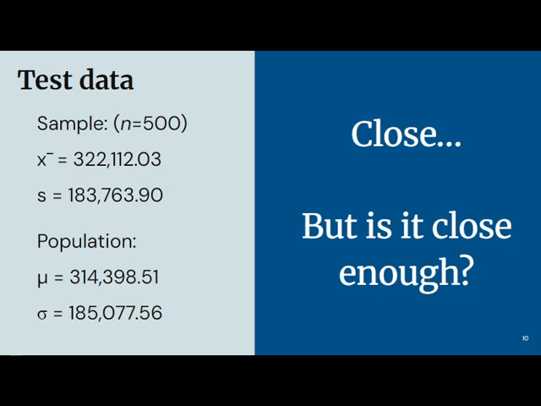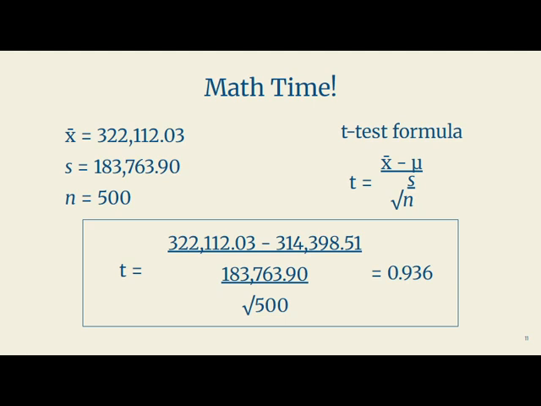As we can see, our sample amounts are pretty close to our population amounts. But is it close enough? Time for some math. I'm using this t-test formula. When we plug in our numbers, it gives us a t-score of 0.936. That doesn't tell us much on its own. So it's time for the next step.